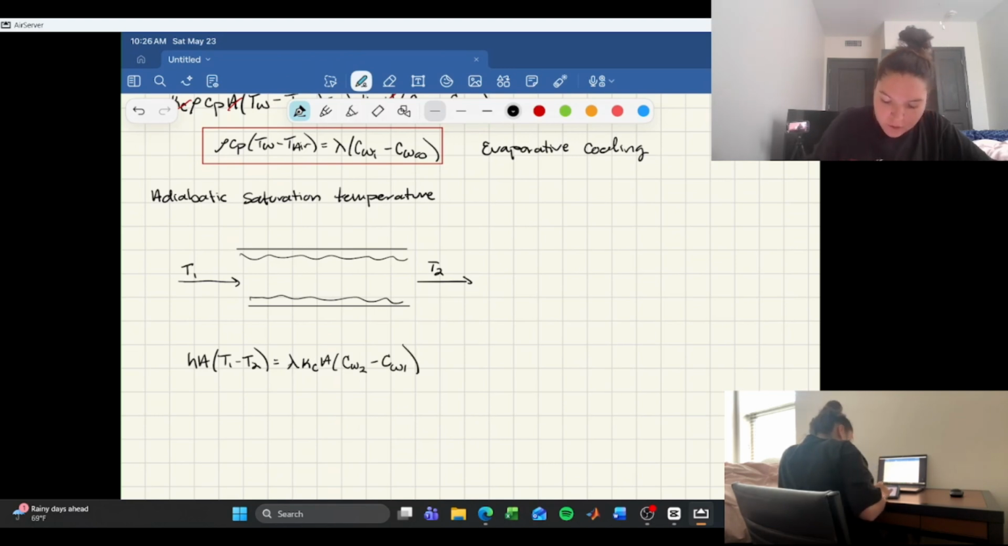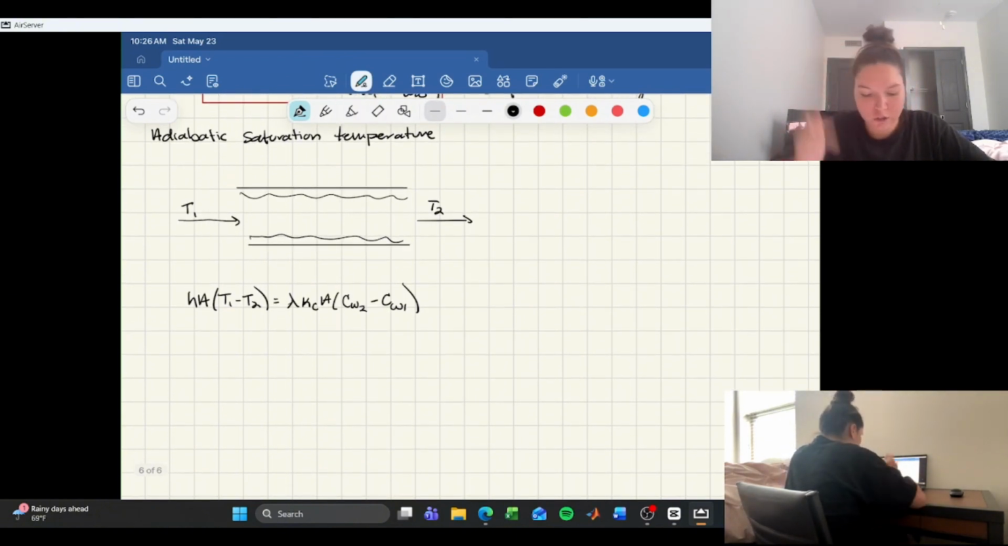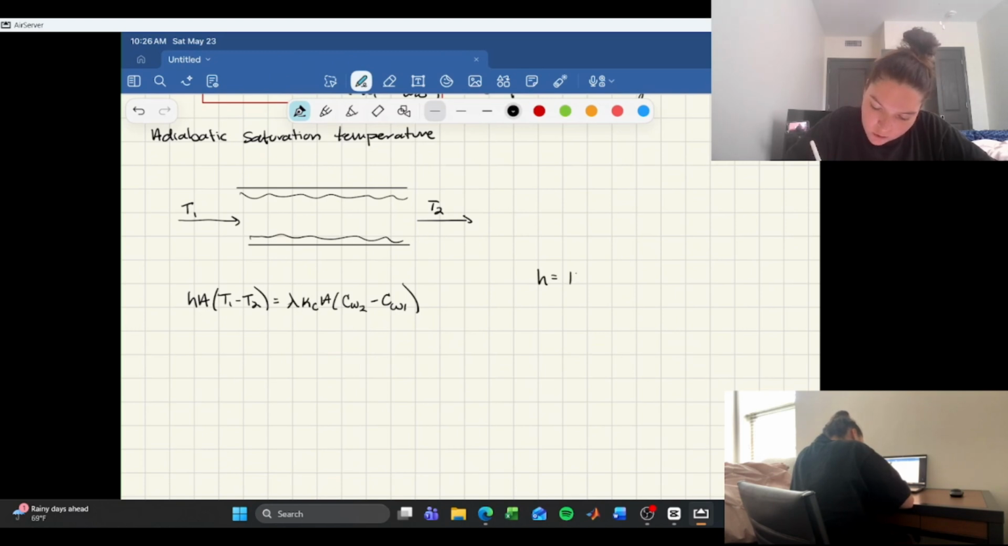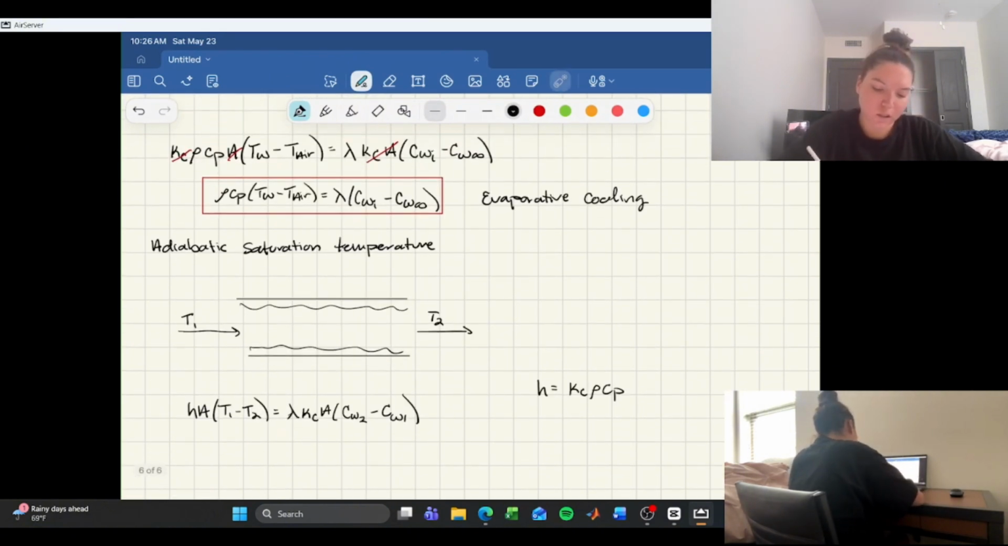So 1. And then like we said before, we're still going to use the Lewis relationship, where we said that the heat transfer coefficient is going to be equal to the mass transfer coefficient times the density times the heat capacity. We can plug this in for h like we did earlier, like we did right up here.